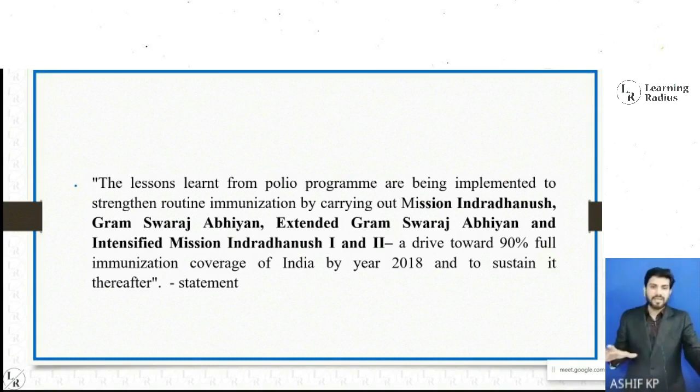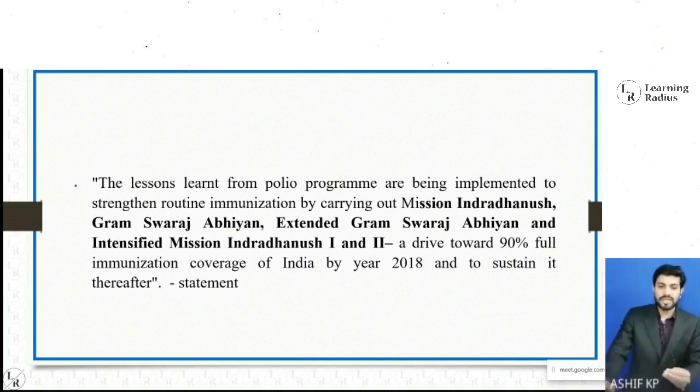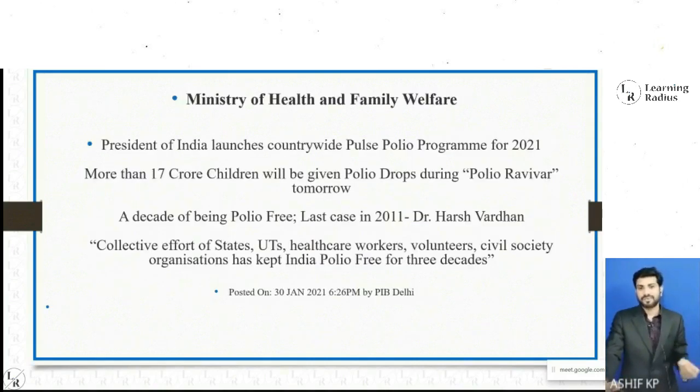All these are static area on which you should have clarity. What is Mission Indradhanush? What is Gram Swaraj Abhiyan? What is Extended Gram Swaraj Abhiyan? And Intensified Mission Indradhanush 1 and 2. A drive towards 90% full immunization coverage of India by the year 2018 and to sustain it thereafter. The statement explains it in that manner in the discussion.